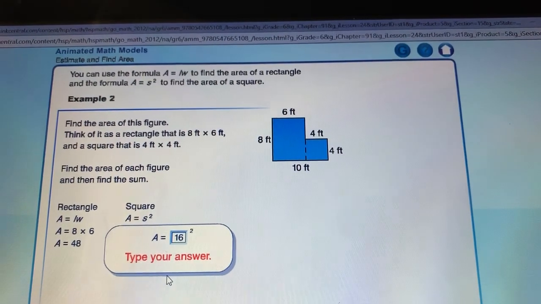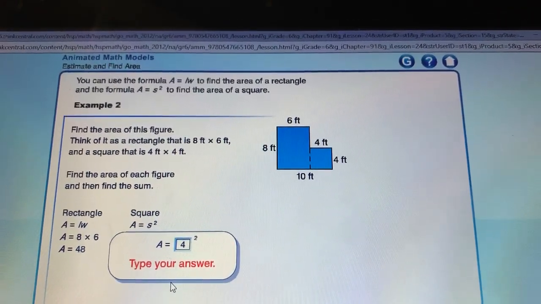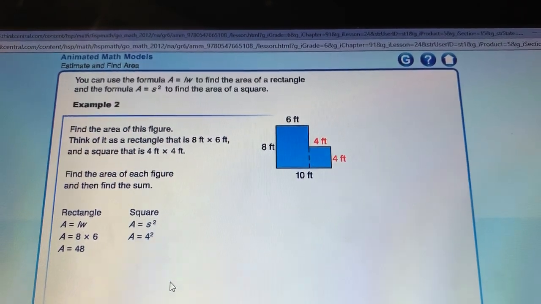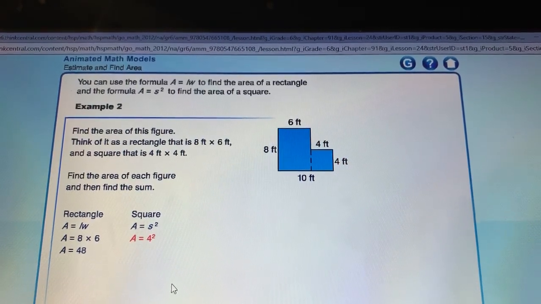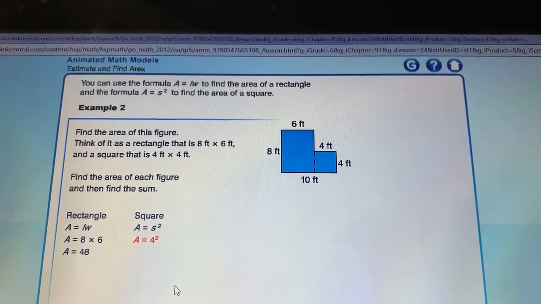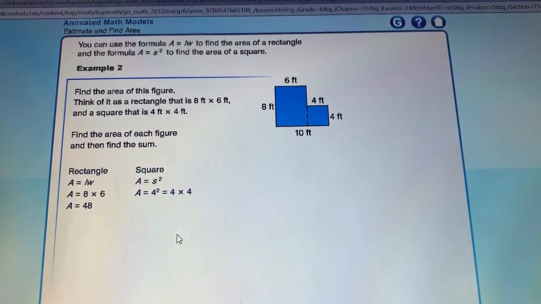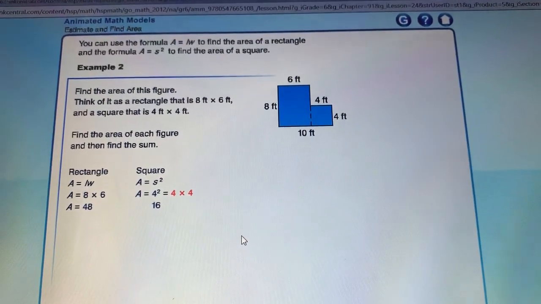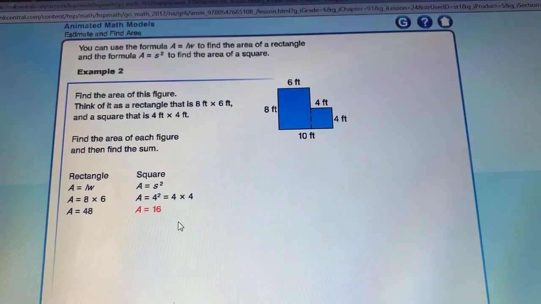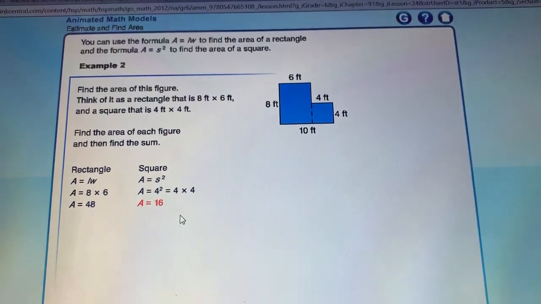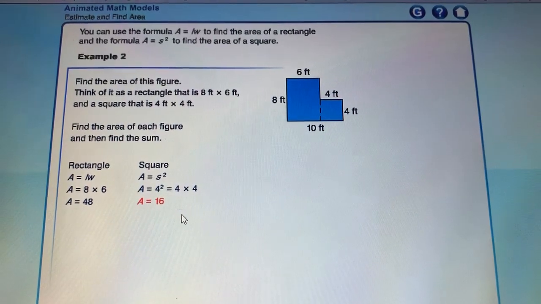Okay. And 48 plus 16 is, let me think, it should be 60. Let's see. 64? I think so. So our answer is going to be 64. And that's it. You add those two together, and then you'll find you have found the area of the rectangle.